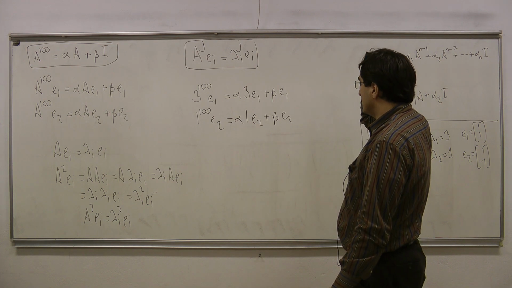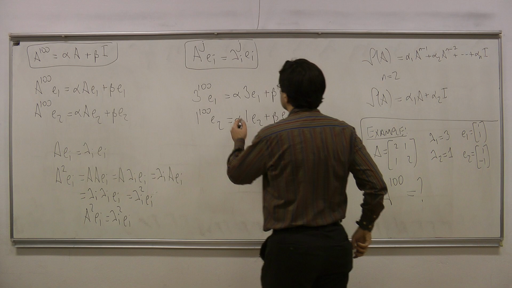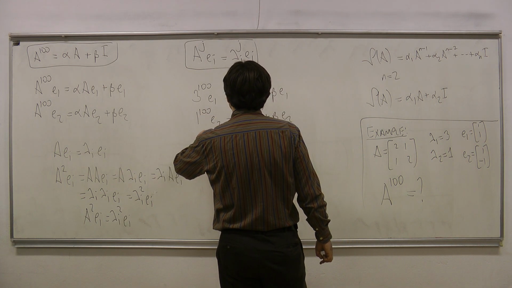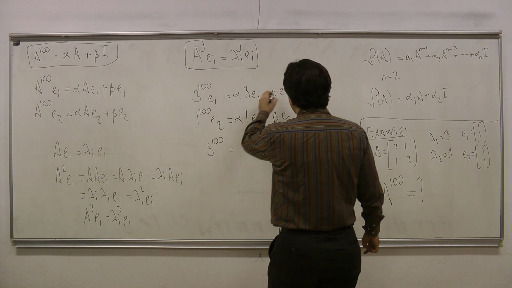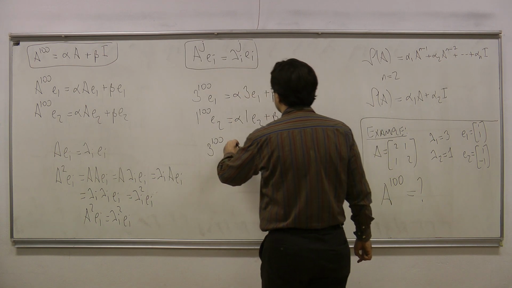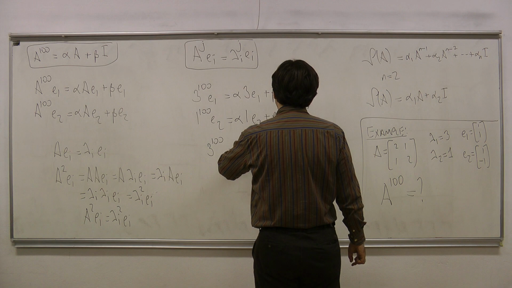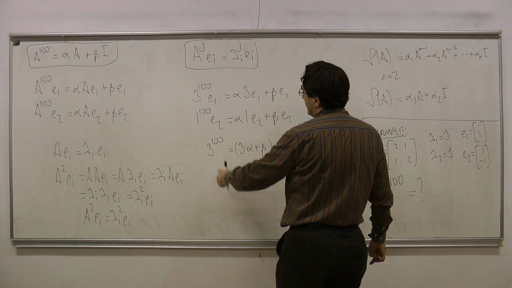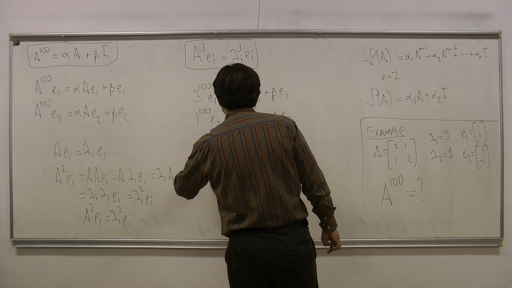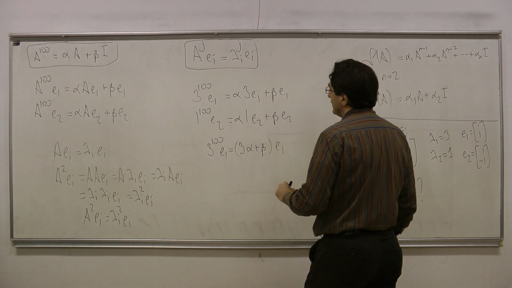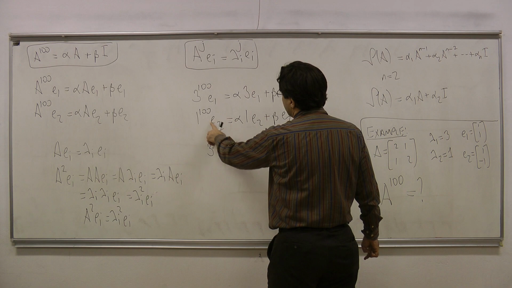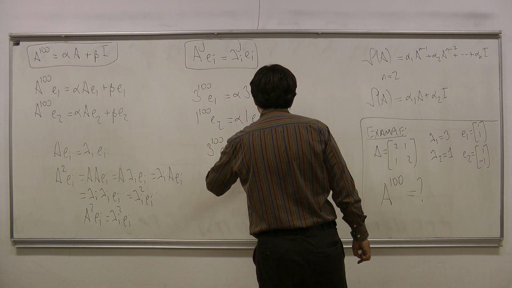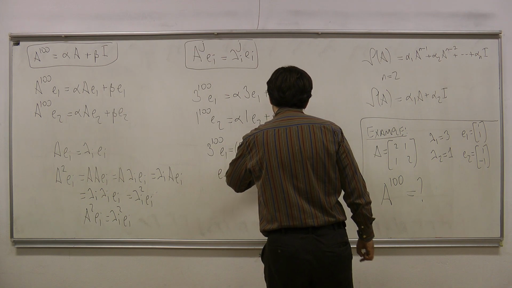So now let me try to simplify these equations. So the first equation is 3 to the 100 E1, and I can take E1 in parentheses here: (3 alpha plus beta) E1. Okay? And 1 to the 100 is 1. So there is an E2 still here. 1 to the 100 is 1, and I have here E2. That is equal to (alpha plus beta) E2. Okay?